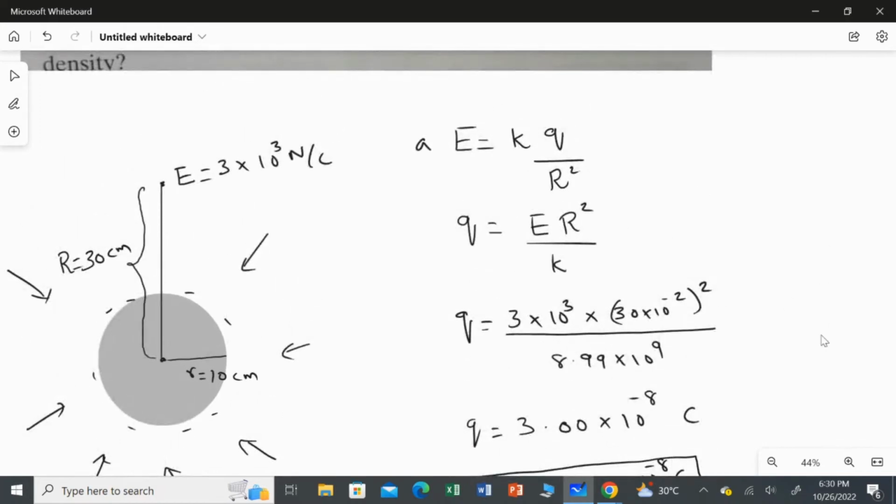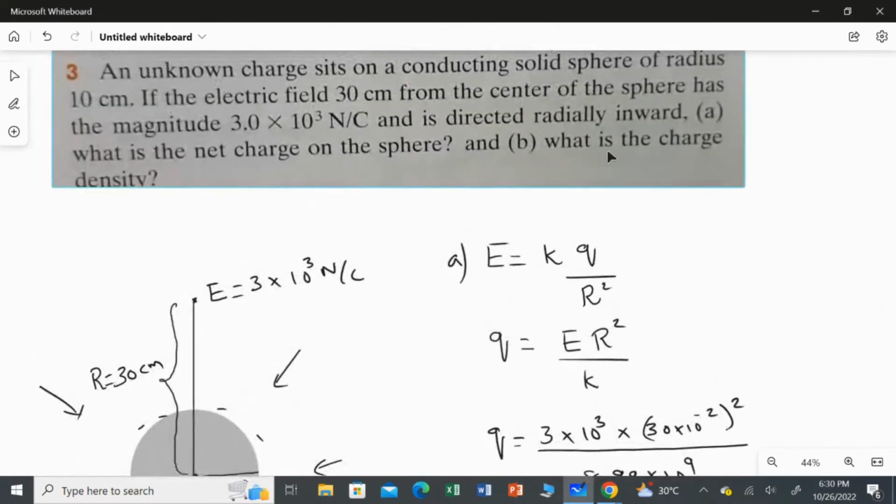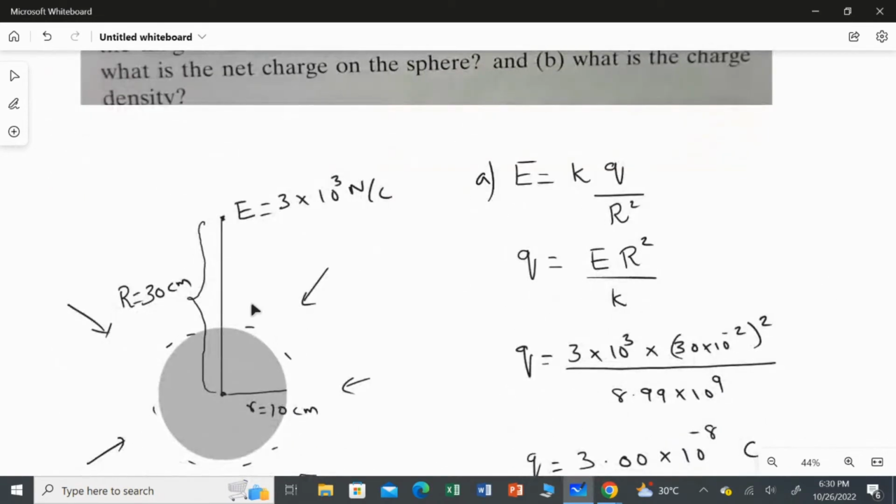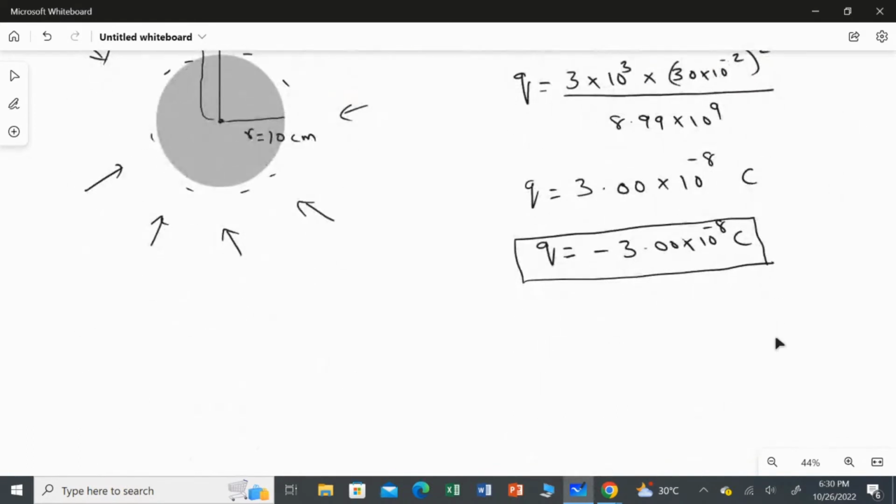Clear? Okay, now we have to find the answer for the second part. What is the charge density? Here they did not mention whether it is the linear charge density, the volume charge density or the area charge density. Am I right? We don't know, but you have to see the diagram. This is a sphere. The charge is sitting on the surface of the sphere. That means this is nothing but the surface charge density. So you have to use the formula for surface charge density.